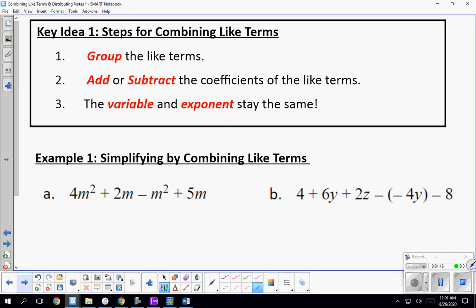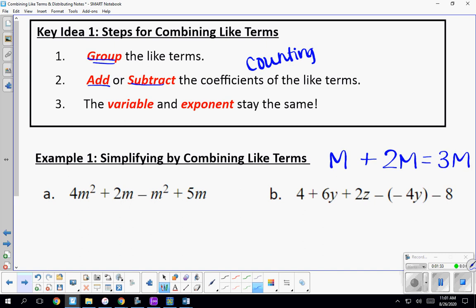So key idea, we're going to make sure we identify which ones are like terms. We're going to add or subtract the coefficients. Again, we're counting how many we have. So it's like if I was counting my markers, let's say I have a marker and I have two more markers on my table. Altogether, I have three markers, not three markers squared. We just have three markers.